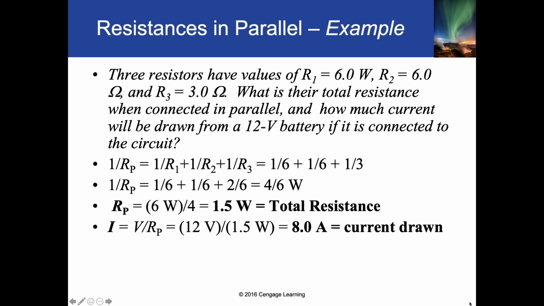And then if you have 4 and 6, you can solve for the RP, and now you have a total resistance of 1.5. And then you can just use our current equation, I equals V over RP, to get your total current drawn, right? So I'm not going to ask you to do this calculation at all, but I just want you to see how it's a little bit more difficult to figure out what the total resistance is when you have it in parallel, right?